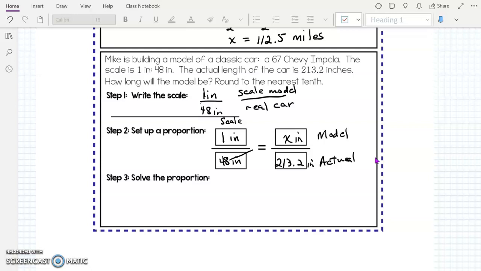Okay, so let's cross multiply. We're going to do 48 times x, which gives us 48x. We're going to multiply 1 times 213.2. Then we will divide by 48. Okay, so the length of the model is 213.2 divided by 48. So the model is 4.4 inches long.